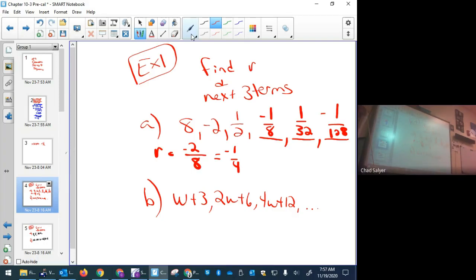So to get the common ratio, take any term and divide it by what came before, the previous term. Of course, you can't choose the first term for this because there is no previous term for the first term. So choose any term after the first term and divide it by the previous term.